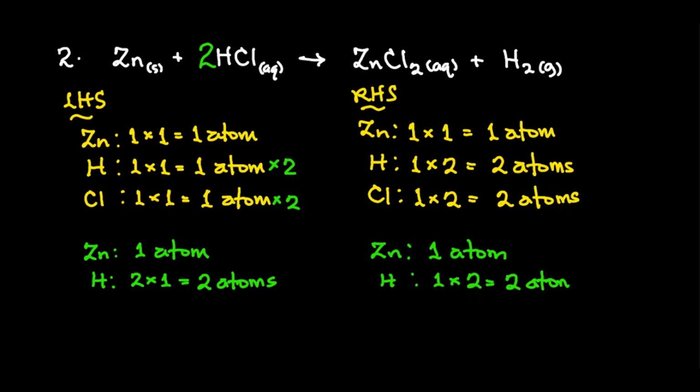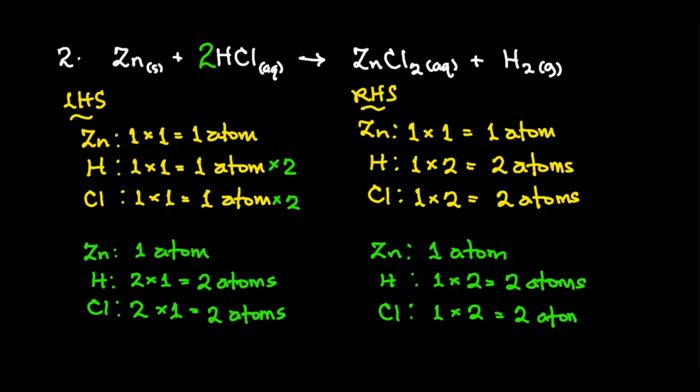Remains as 2 atoms. Then chlorine on the left-hand side is what? 2 times 1. That gives us 2 atoms of chlorine, and chlorine on the right-hand side remains as 1 times 2, which gives us what? 2 atoms of chlorine. So with this, we can see that all the atoms are now what? Balanced. Zinc, hydrogen, and chlorine.